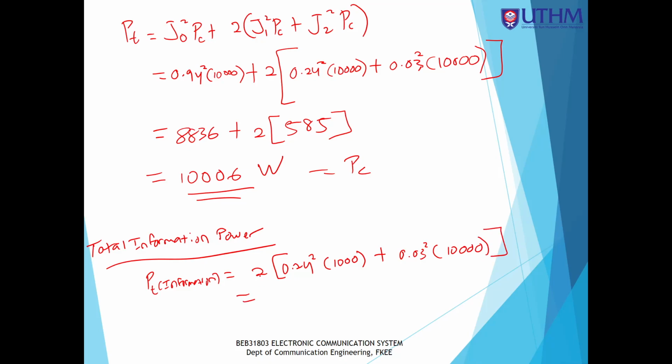Okay, so how much is this? 0.24 squared times 10k plus 0.03 squared times 10k. So you're going to get 585. 585 times 2, so I get 1170 watt. Okay, so this is the total information power.